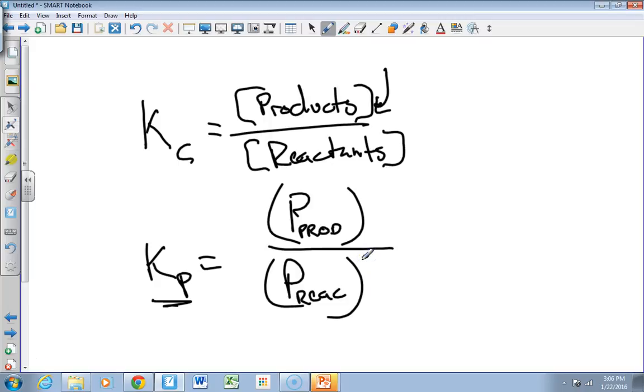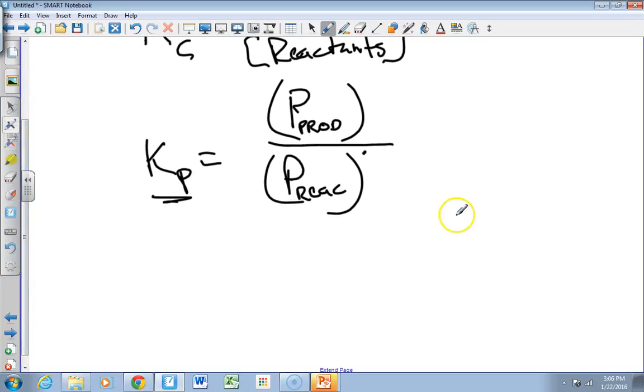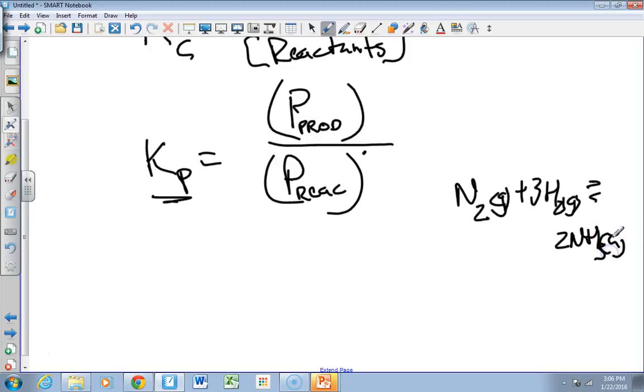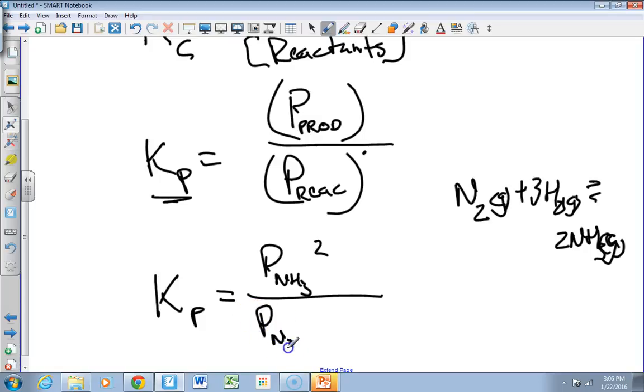The example is the Haber process: N2 gas plus 3H2 gas is in equilibrium with 2NH3. By the way, I always run out of room, and my state symbols look a little weird. If you're going to write the equilibrium constant for pressure, or the Kp, you want to make sure that you write the expression using pressure. So it's going to be the pressure of NH3 squared over the pressure of N2, raised to the first, times the pressure of H2 to the third. It's just my pet peeve, and I wanted to spend a little bit of time going over it.